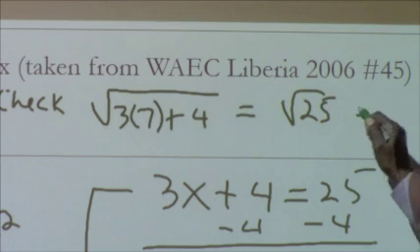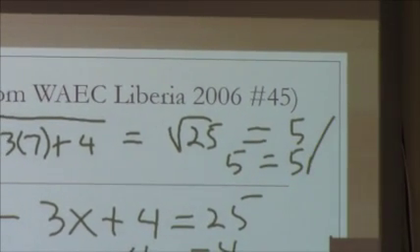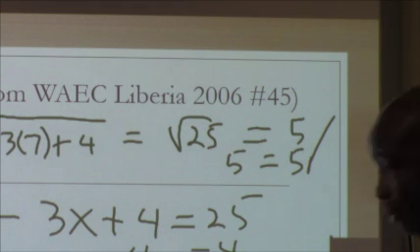When I take the square root of 25, I have 5. 5 is equal to 5. And so I know my answer was correct. All right. So this was solving equations. And this was a problem taken from WAEC, Liberia, 2006. It was problem number 45.